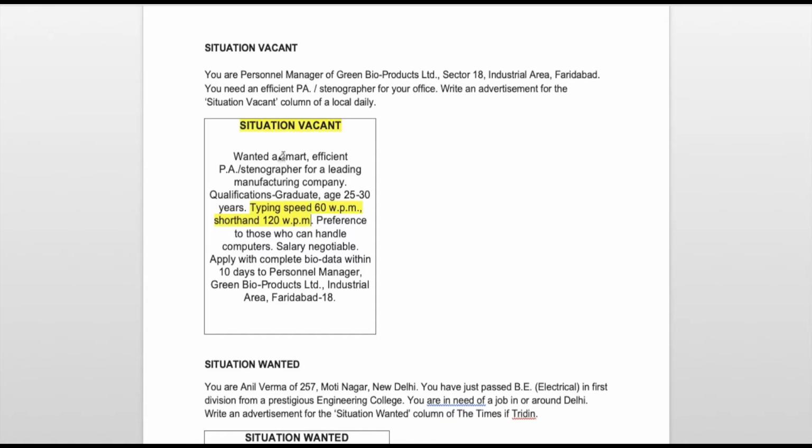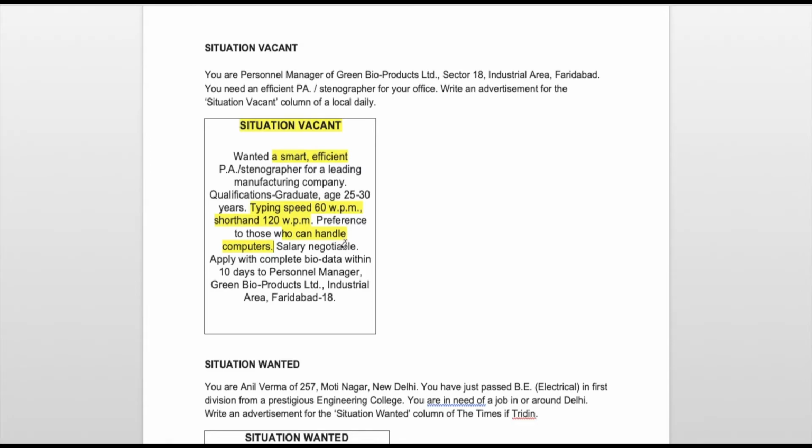Now the company also needs a smart, efficient PA or a stenographer, and they want someone who can handle computers. They are also saying that salary is negotiable, and anyone who wants to apply for this job can apply with complete biodata within 10 days to the personal manager of Green Bio Products Limited, and then is the complete address. So see how to the point this advertisement is. It is occupying the least space with the least words, and it is within the word limit of 50 words, which you are allotted for an advertisement, be it any type.